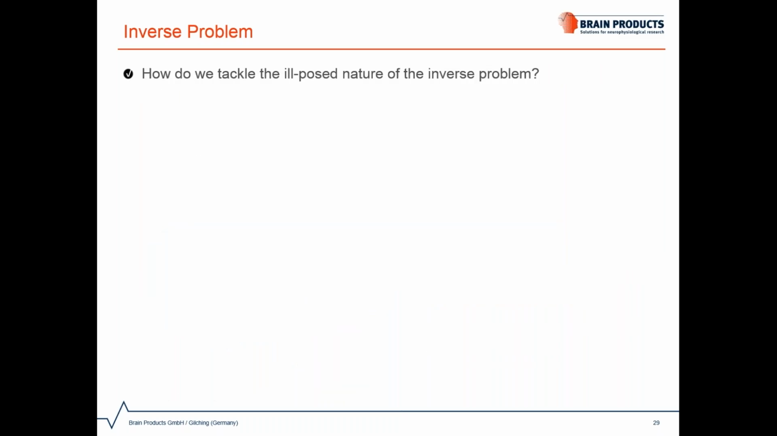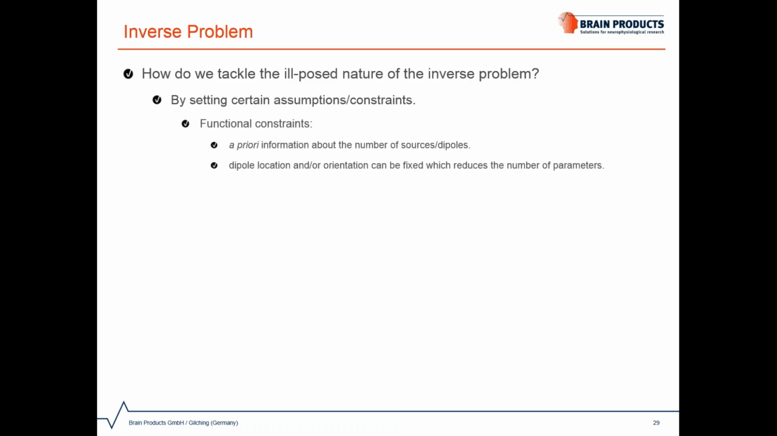So, how should you handle the ill-posed nature of the inverse problem? You can resolve this ambiguity by setting certain a priori assumptions or constraints which help in constraining the space of the feasible solutions. One of the constraints is known as functional constraints, where you can set the number of dipoles a priori, or where you can either fix the location or the orientation of the dipoles, or both, which leads to a smaller number of parameters to be estimated.